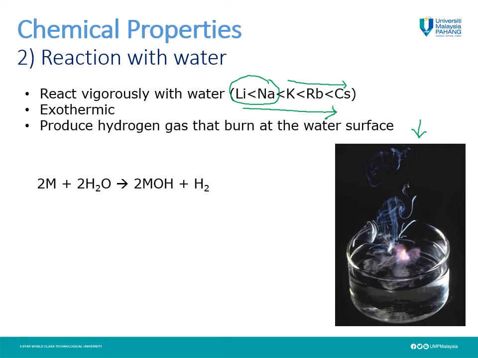So this is the reaction equation. Let's say we are using potassium reacting with water. The solution will turn alkaline with the formation of hydrogen gas. Here we have 2 mole of potassium reacted with 2 mole of water and will produce 2 mole of KOH. This is an alkaline byproduct, and hydrogen will be produced.